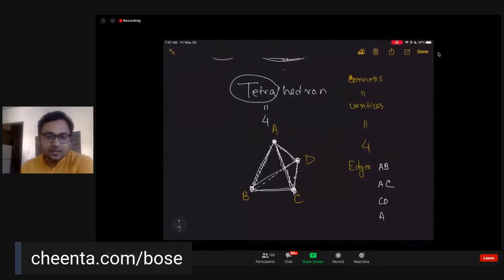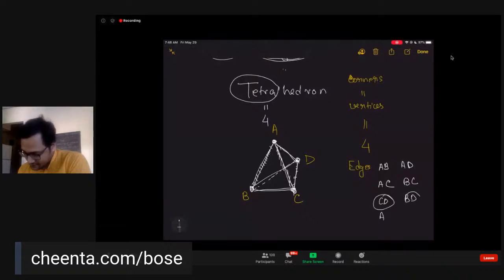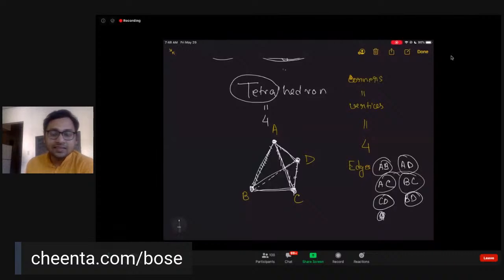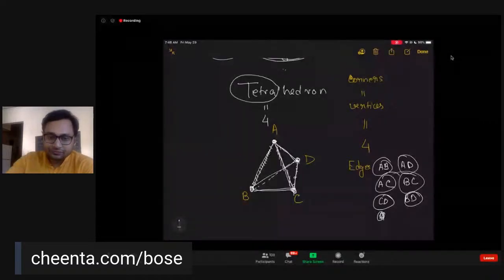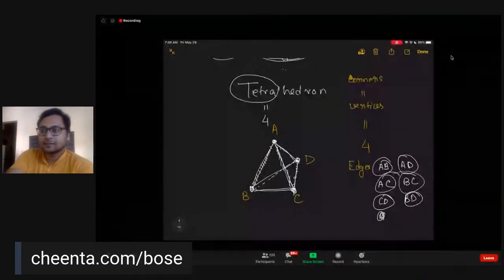Do all of you see the number of edges? Should be able to see it. AB, AC, AD. Then you have BC, BD, and then finally you have CD. These are the 6 edges. Can you see all the 6 edges? All right, that's good. That's great. Okay.